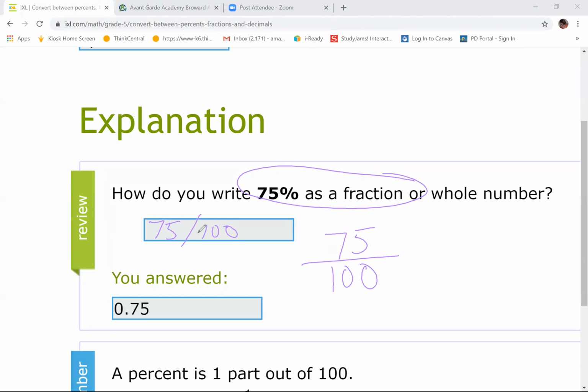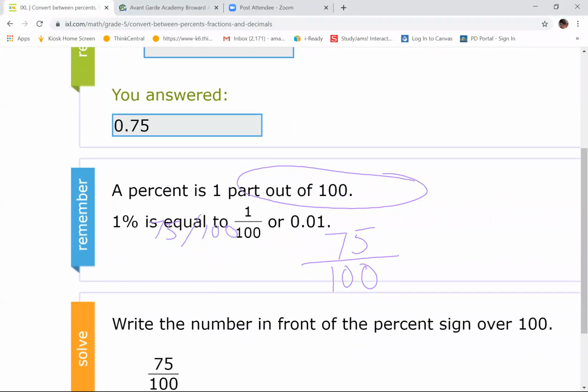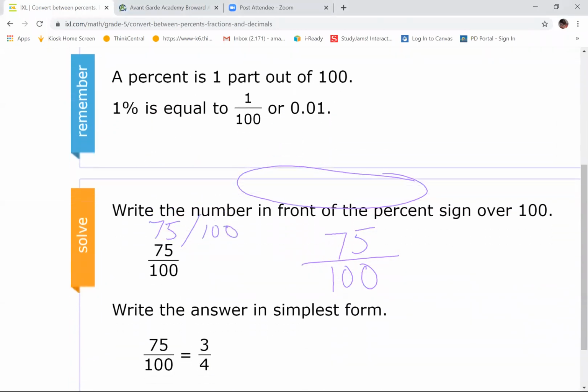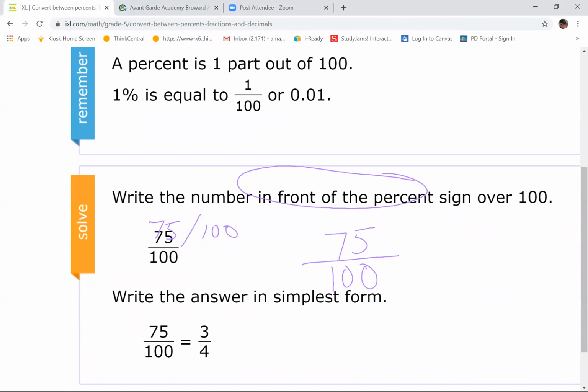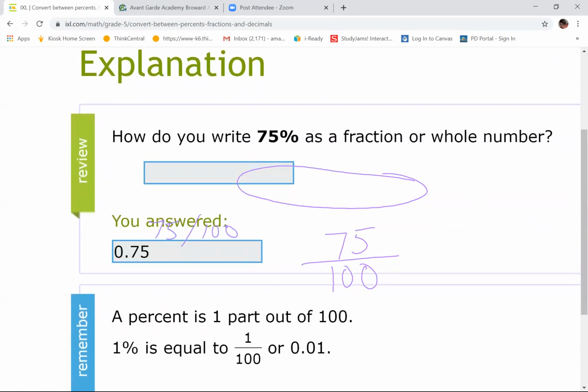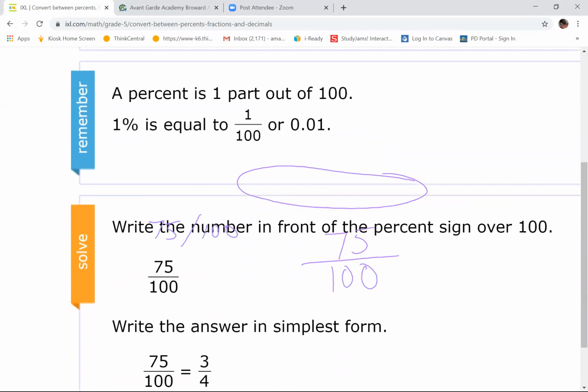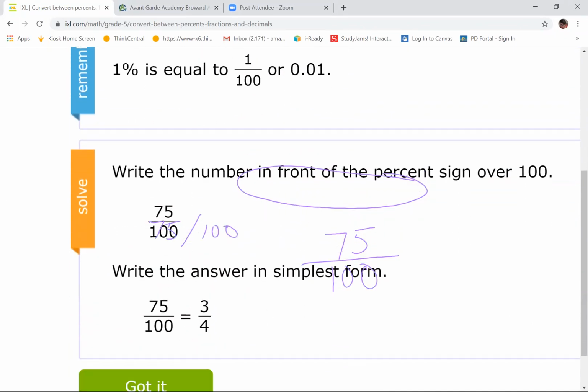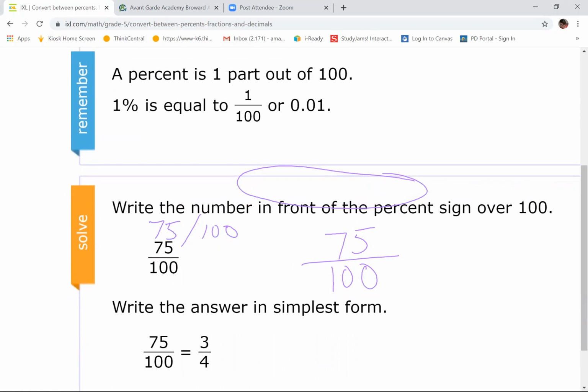But take a look at this. Look what they said the answer is. Write it in simplest form. Now, they didn't tell me I had to do it in simplest form, did they? They just said it as a fraction. So I wonder if 75 hundredths would have worked. I wonder. But in any case, it says to write it in lowest form, simplest form. How did they get this simplest form?